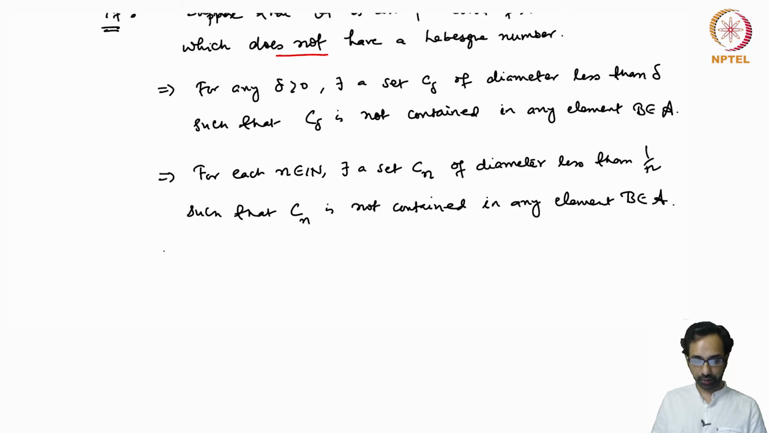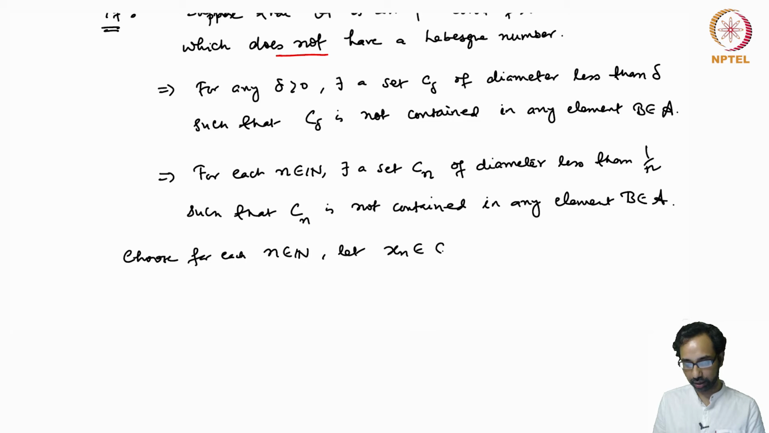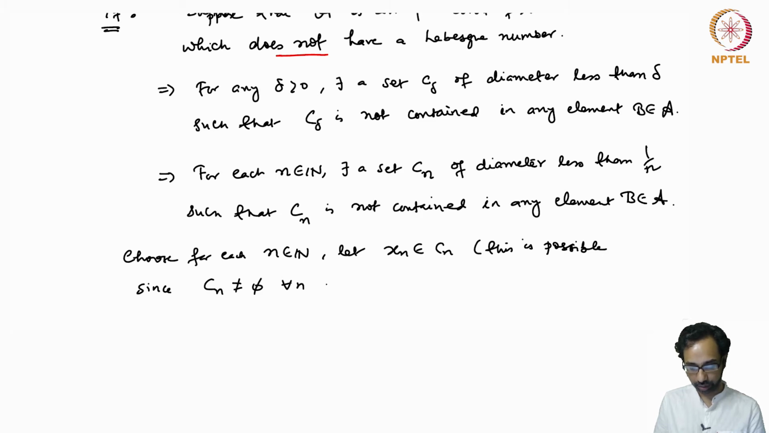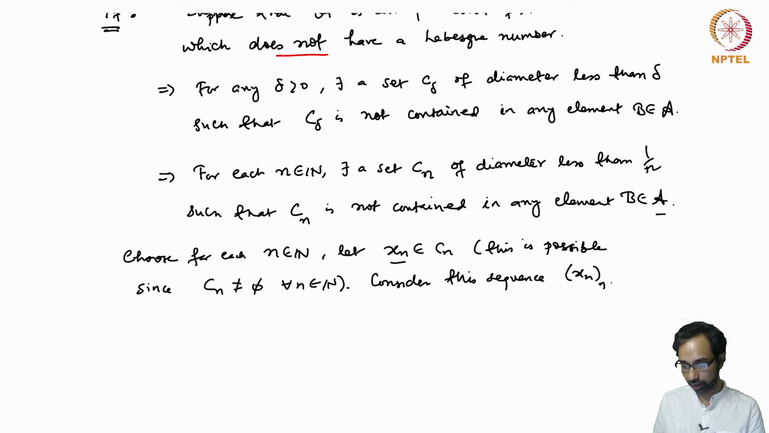Now for each natural number n, let us choose a point xn in Cn. This is possible since none of the Cn's are empty, because if any of the Cn's are empty, then Cn must be contained in not only one but every element of the open cover. So all of them must be non-empty, and so we can choose for each n a point xn in Cn, and consider this sequence of points xn.